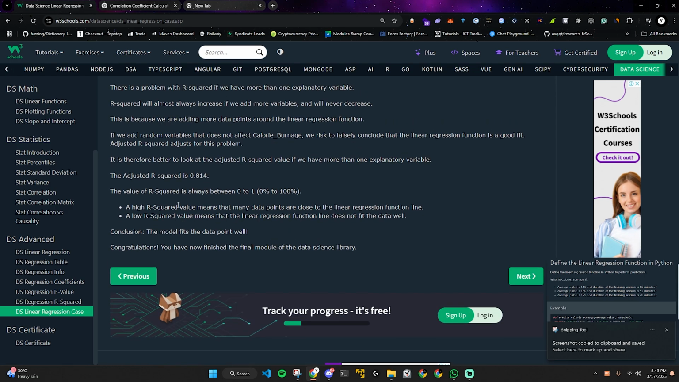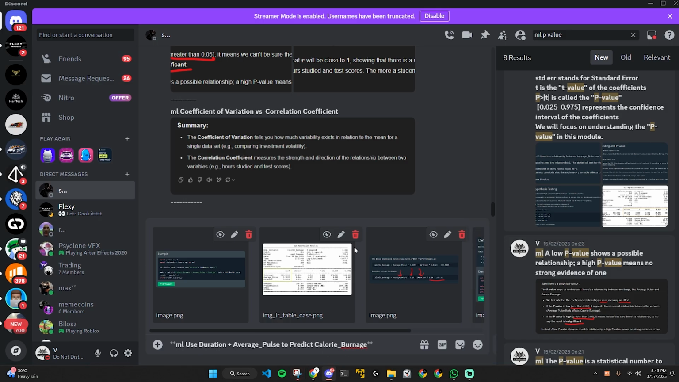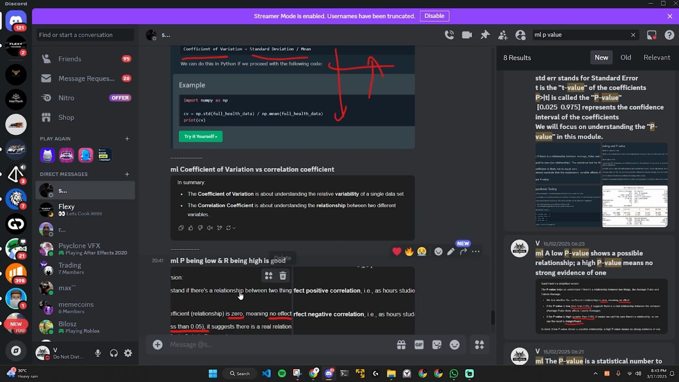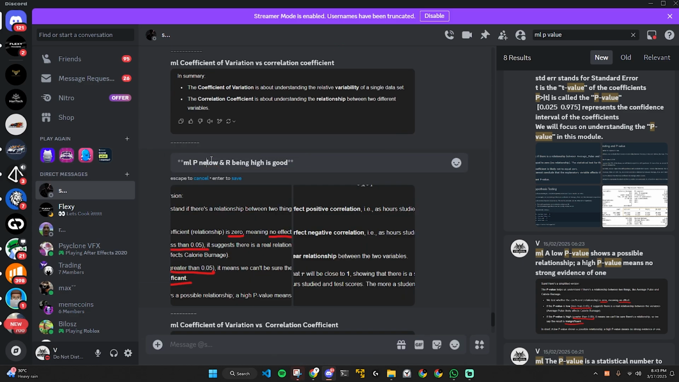So let's go back and try to get this. P-value, and r squared. So p needs to be low and r needs to be high. That's the point. P needs to be low, and R needs to be high.